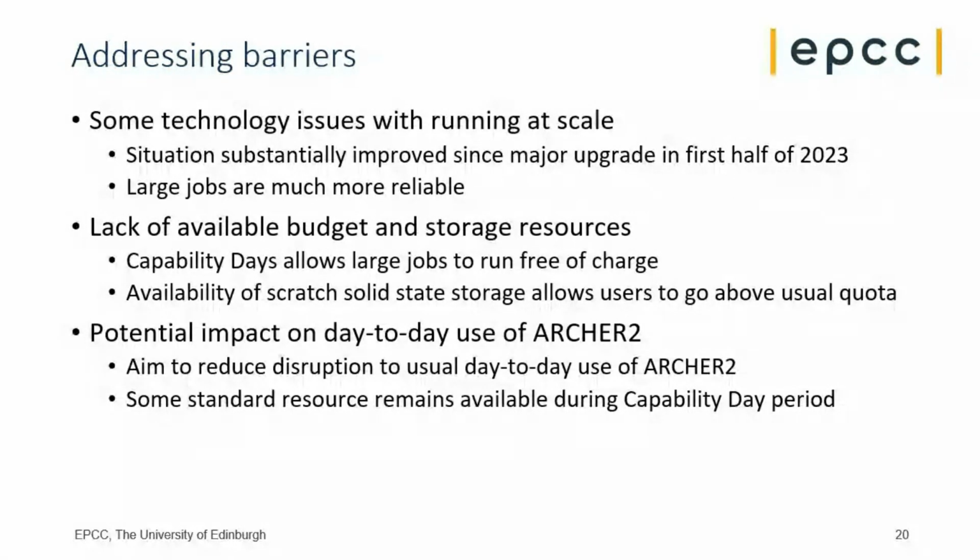So we have been aware over the lifetime of the service so far that there have been barriers to using a machine at scale. For the first year or so, there were some technological issues, and running jobs at scale was definitely a risk in terms of having network instabilities and failures and so forth. But our feeling is that since the upgrade that took place last May, the situation is much more robust, much more stable.